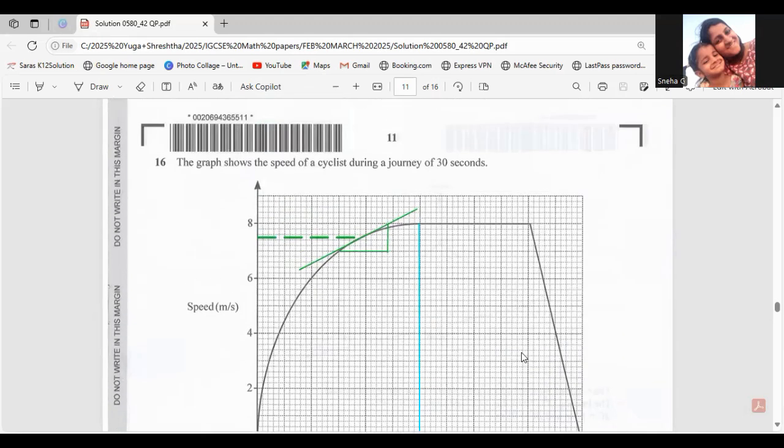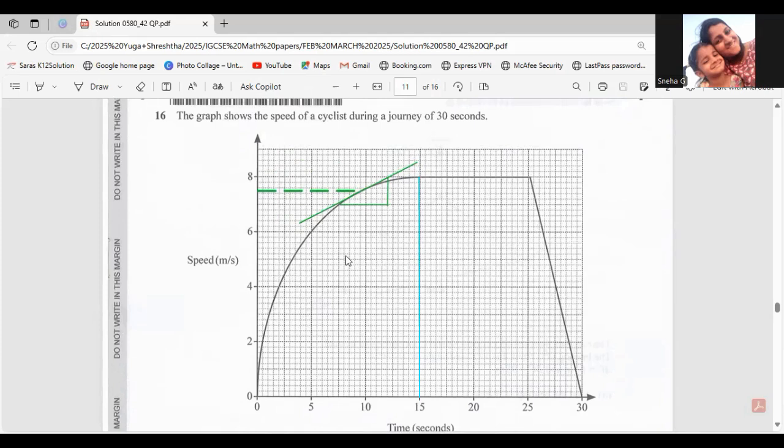So at 7.5 seconds here, this is 5, this is 10. So the center point of that is 7.5 seconds. So at 7.5 seconds here I have drawn a tangent, and to this tangent I have to find the gradient.